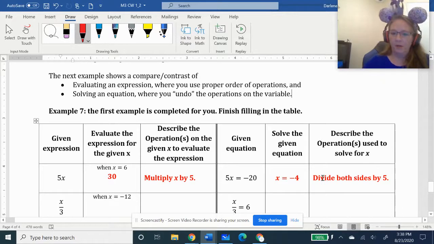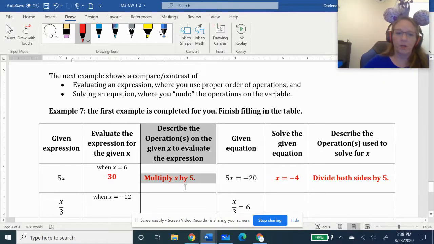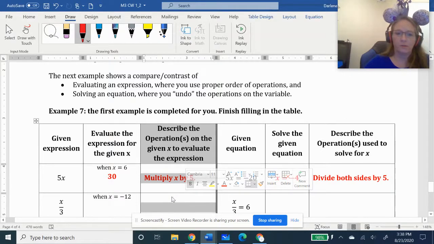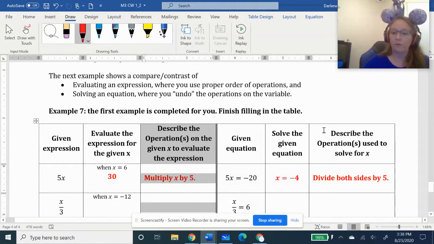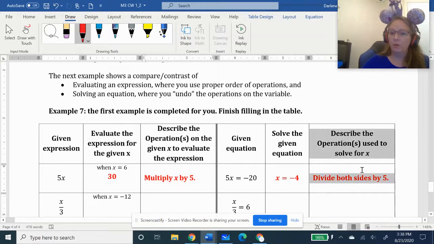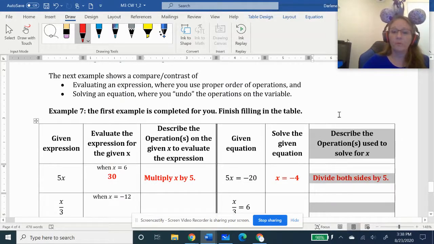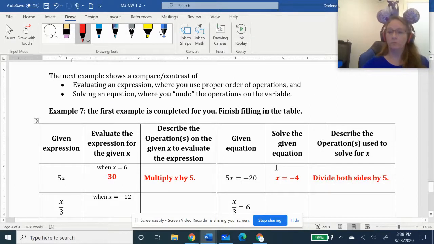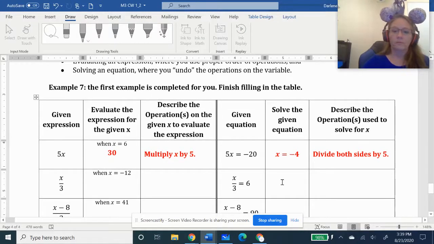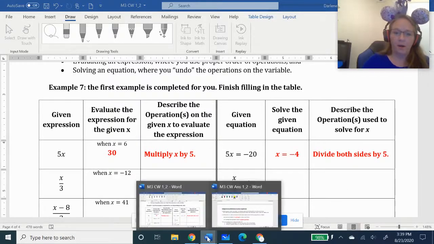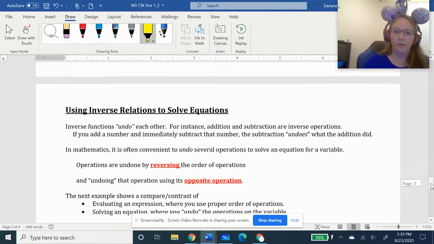But the primary thing that I want you to be focusing on is this: describe the operation on the given x to evaluate the expression versus describe the operation used to solve for x with an equation. So I want you to pause the video. Try out this second one. Okay, you are back. Now, let's see how that one plays out.